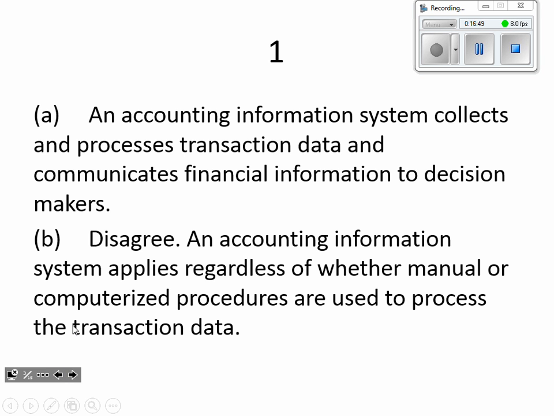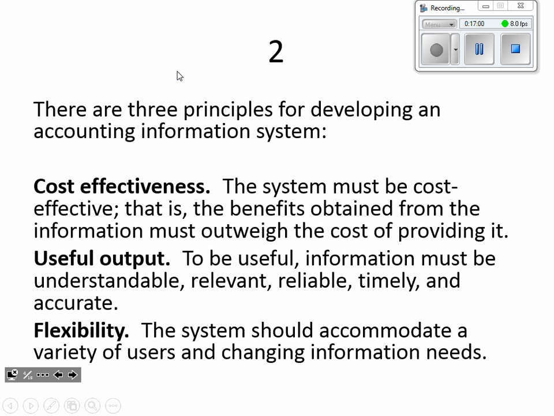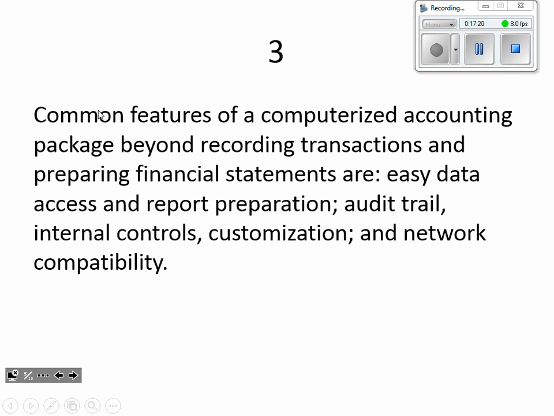Number 2, certain principles should be followed in the development of an accounting information system. What are they? Cost effective, useful, flexible. Whether it's manual or computerized, those 3 need to be involved. Number 3, on to the next page. What are common features of computerized accounting packages beyond recording transactions and preparing financial statements? It's really everything.